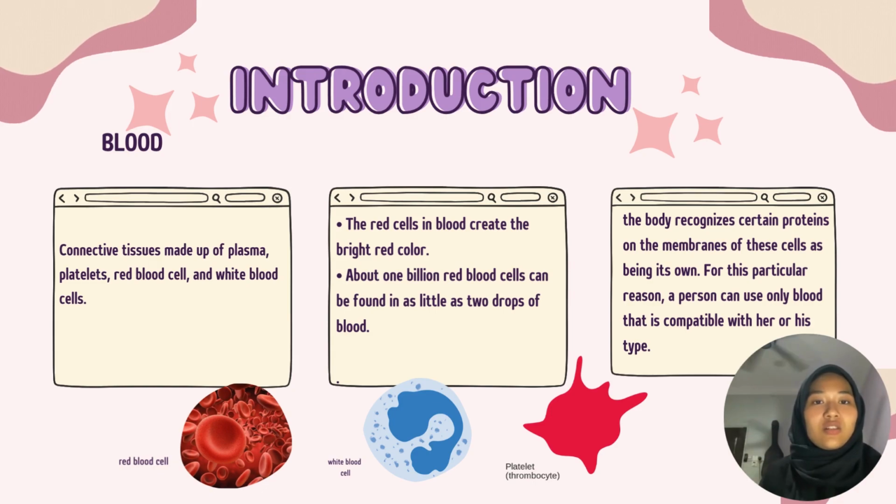Introduction. For introduction, I will talk about two types of blood, which is blood and artificial blood. First of all, what is human blood made of? Human blood is a connective tissue made up of red blood cells, white blood cells, platelets, and plasma.